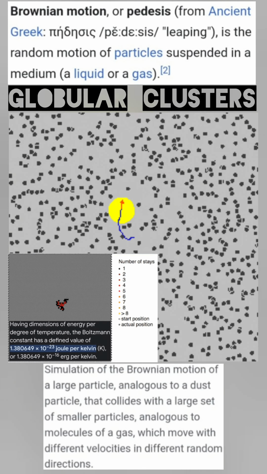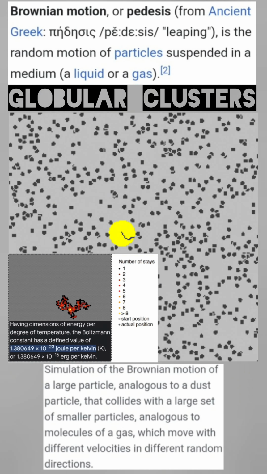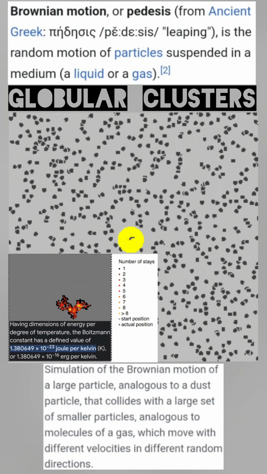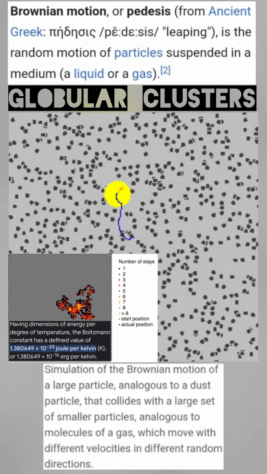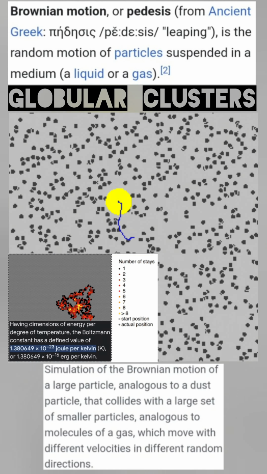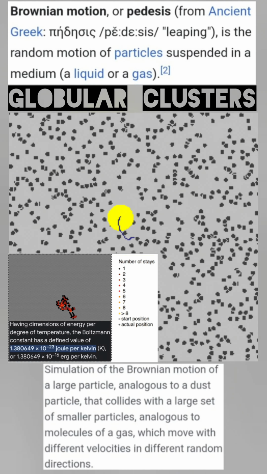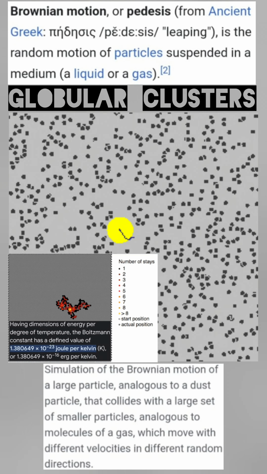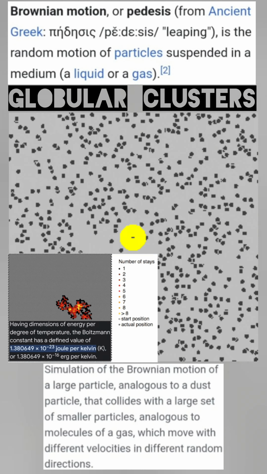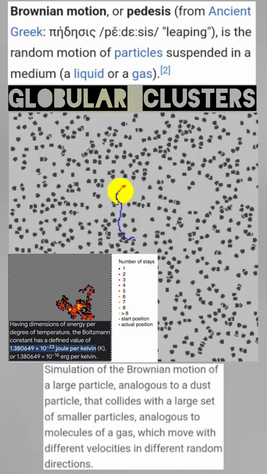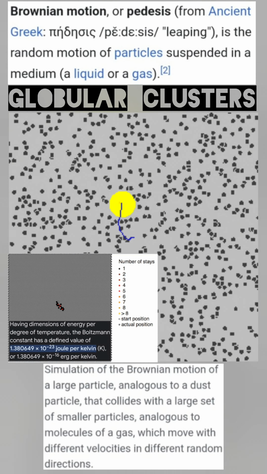Brownian motion, or pedesis, from ancient Greek meaning leaping, is the random motion of particles suspended in a medium, a liquid or a gas. Simulation of the Brownian motion of a large particle, analogous to a dust particle that collides with a large set of smaller particles, analogous to molecules of a gas which move with different velocities in different random directions, as in the illustration displayed.